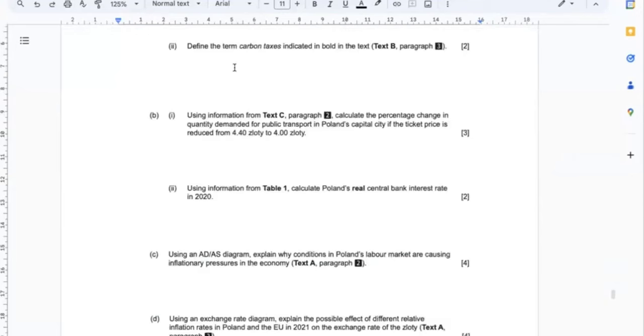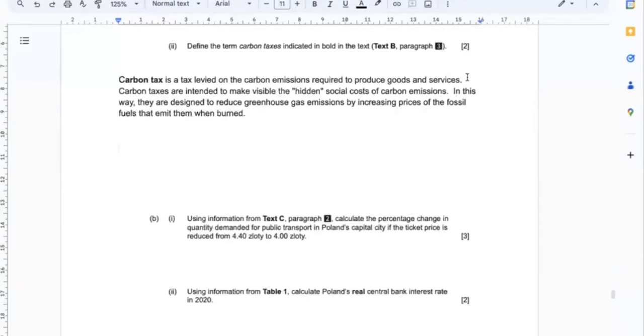Question A2, define the term carbon taxes indicated in bold in the text. Carbon tax is a type of tax levied on the goods and services that are emitting carbon dioxide. They are intended to reduce greenhouse gas emissions by increasing prices of the fossil fuels that emit them when burned.